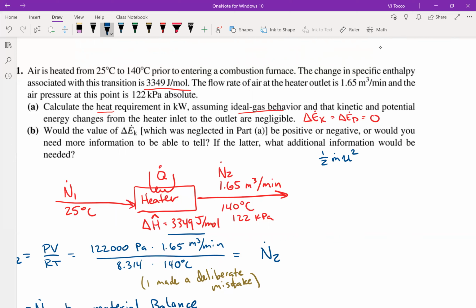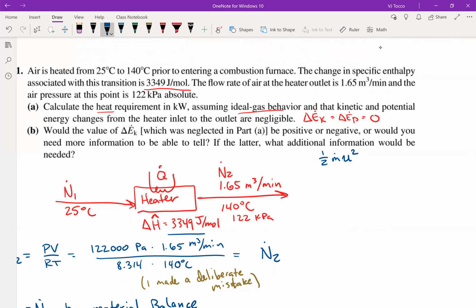Because the molar flow rate is the same and I don't have any reaction, the mass flow rate is also going to be the same. So my mass flow rate between stream 1 and stream 2 is going to be equal. But what about the velocity? Will the velocity increase or decrease? In this case, I don't know, so I won't be able to tell. So what additional information would be needed? I would need to know the diameter of the pipe or the cross-sectional area of the pipe so that I could determine what the velocity would be.